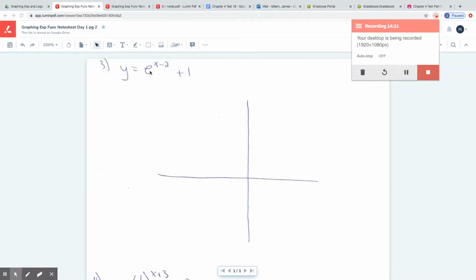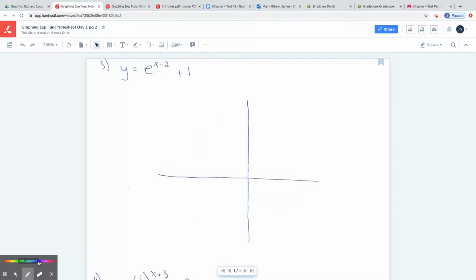Okay. Next example, you probably notice something. You're like, what is this? This is e to the x minus 2 plus 1. All right. E is actually a number. It's called the natural number, also referred to as Euler's number. Invented by Euler. We'll use it a lot. We talk about natural logs when we talk about logarithms. But E is roughly 2.718. That's the value of E.